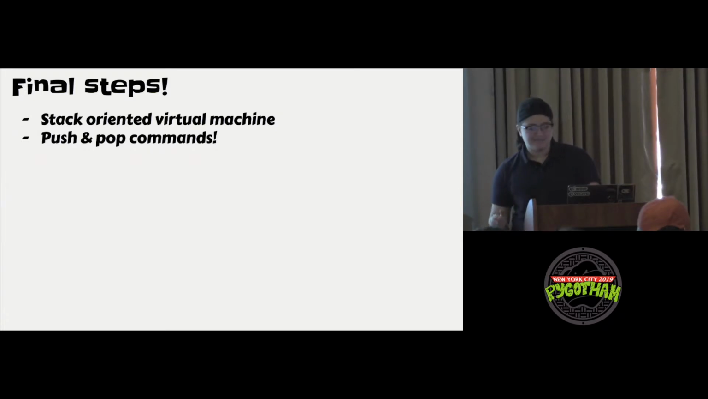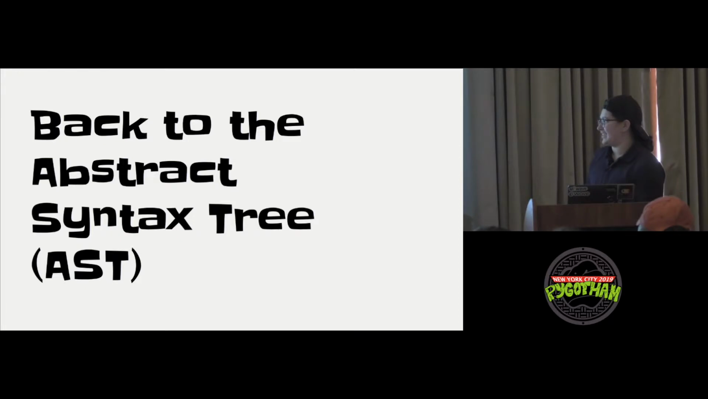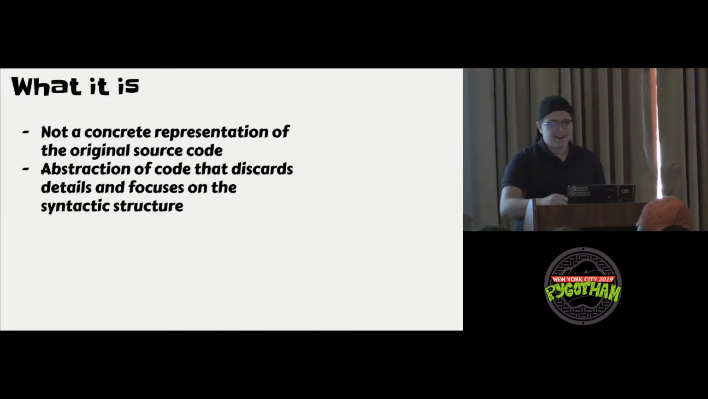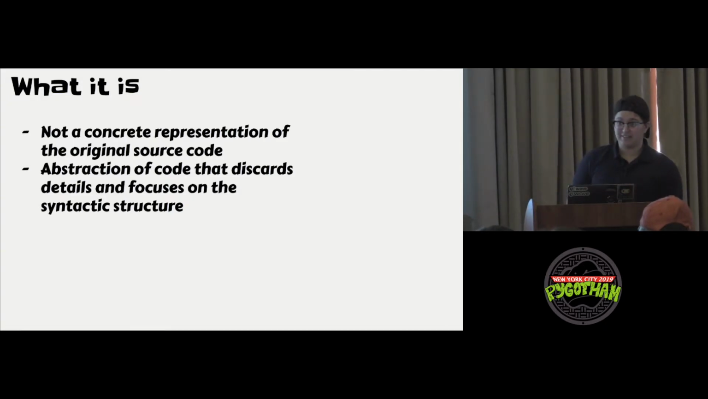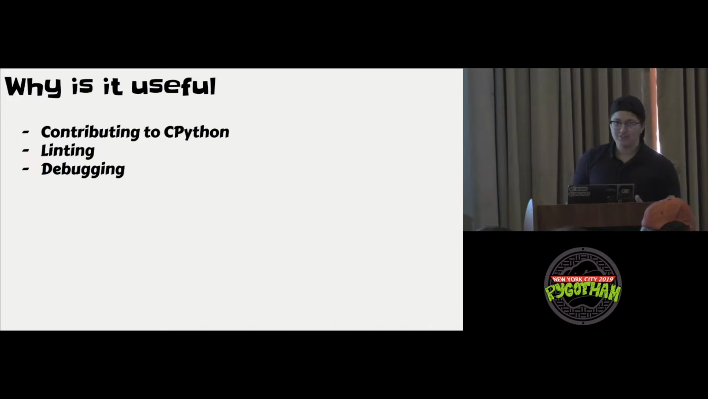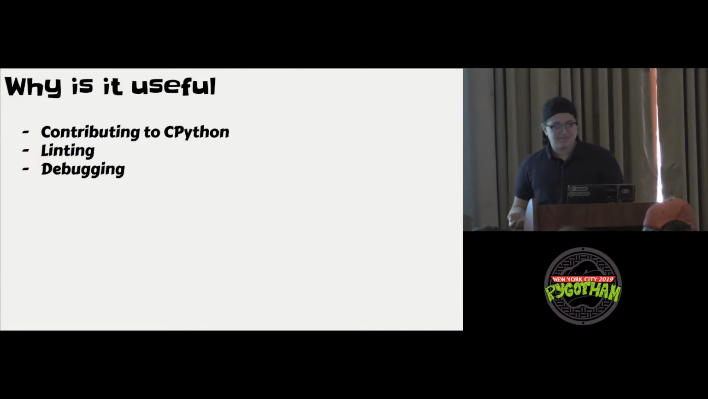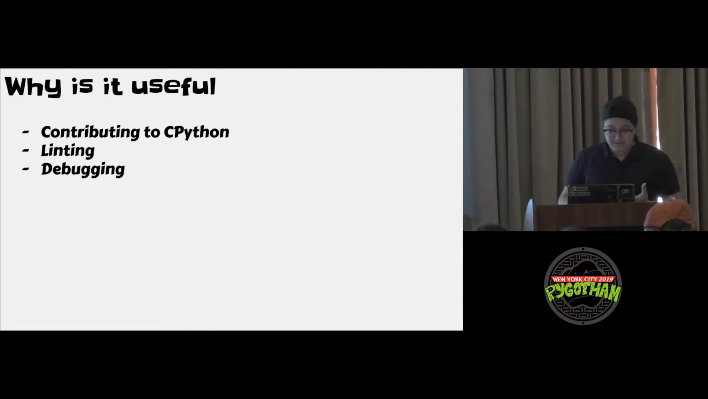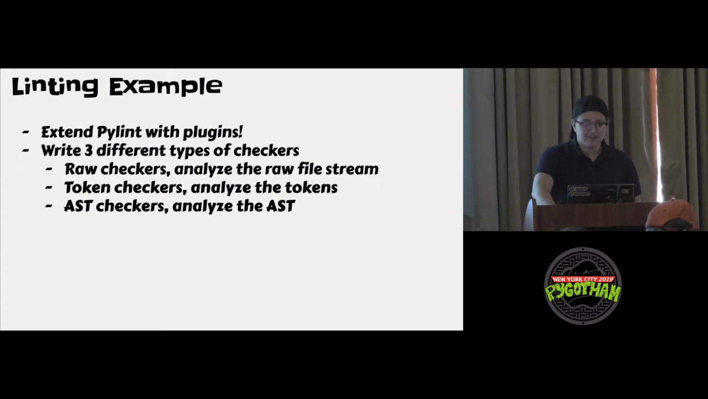So now that we learned a little about how CPython works, let's get to the abstract syntax tree. So we talked about it a little. It's not a concrete representation of the original source code, but it's an abstraction that discards the details and focuses on the syntactic structure. So why is it useful? I mean, if you wanted to contribute to CPython, understanding how this all works is probably helpful. And you could also use it to build linters and debuggers, which is great. So let's look at a linting example.